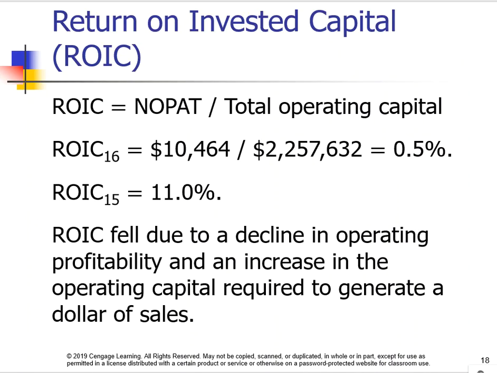So ROIC is the kind of overall measure. This would be like return on assets from your last class, but again, only focusing on operations. So we have NOPAT divided by total operating capital was 0.5%, and ROIC in 15 was 11. So obviously ROIC fell because operating profitability went down and the capital required went up, okay?